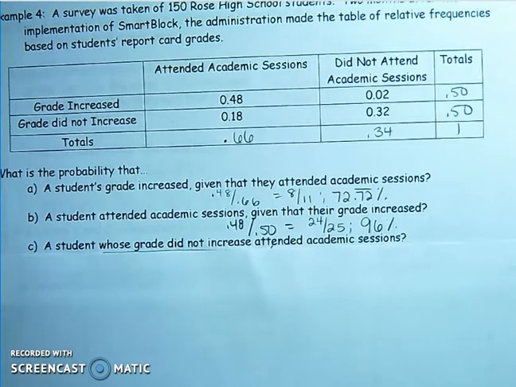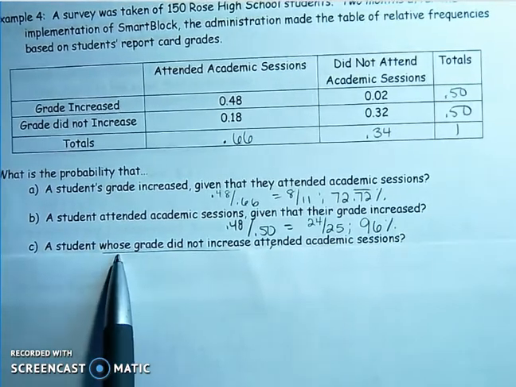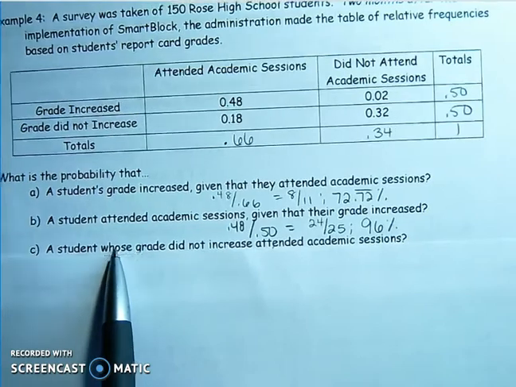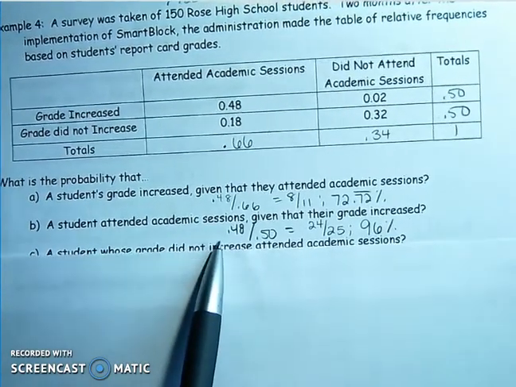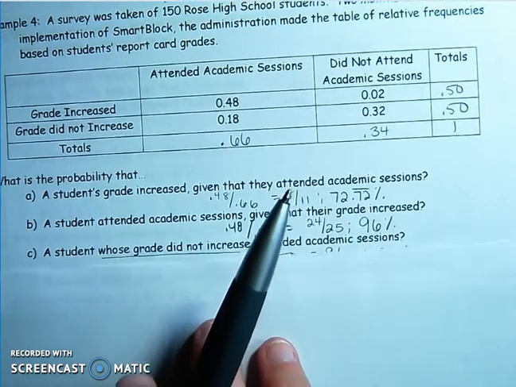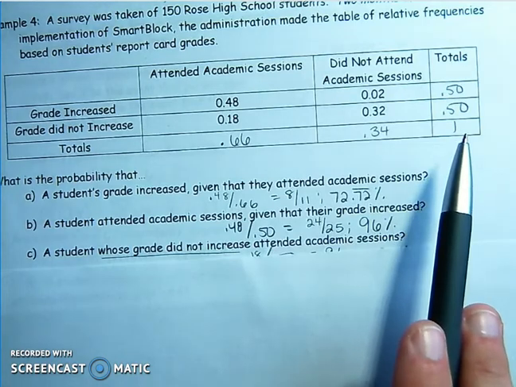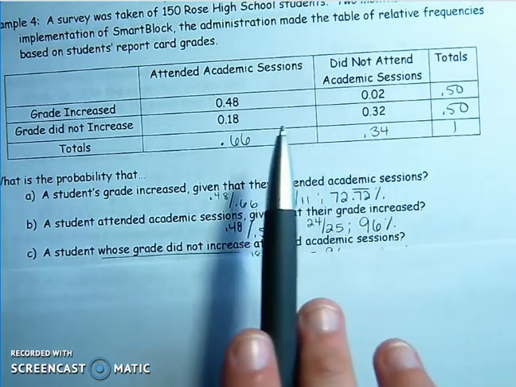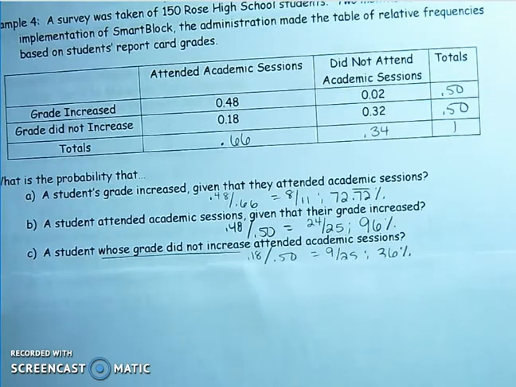C, a student whose grade did not increase attended academic session. Oh, this one's tricky. You're not given the word given, so you have to play out what it's actually assuming. This word whose is another word for given. You are assuming the grade did not increase, and you're questioning, did they go to an academic session? So how many people's grades did not increase? 50%. How many of them attended academic sessions? 0.18. 0.18 out of 50 is 9 out of 25, which is 36%.